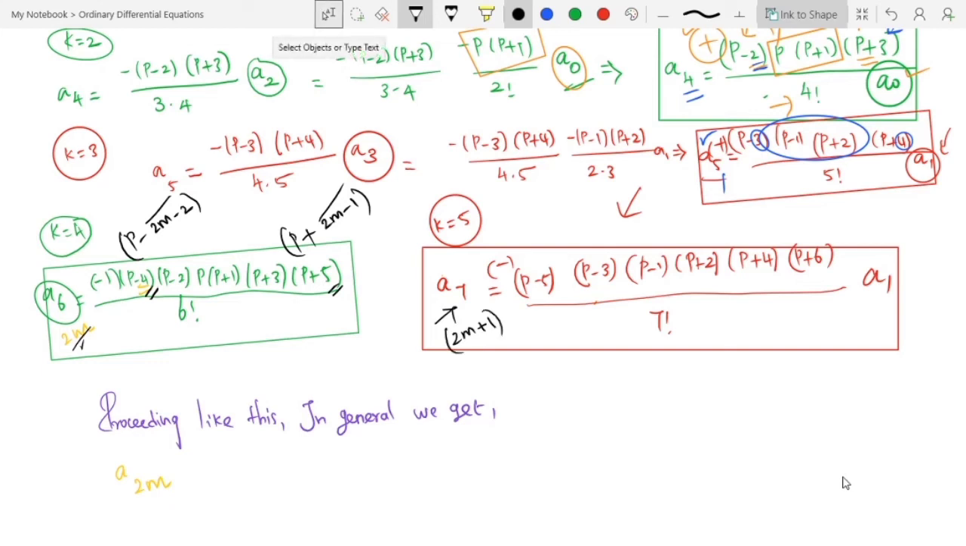Come to the point, how do you write terms in the product? If it is 7, we have to end with the right sign P plus 7 minus 1, that is 6. Now we replace 2m plus 1 instead of 7. So now you have to write 2m plus 1 minus 1. That is 2m.